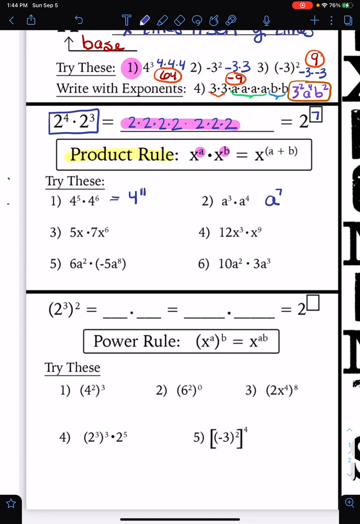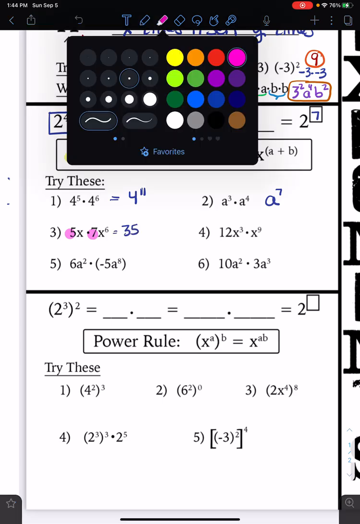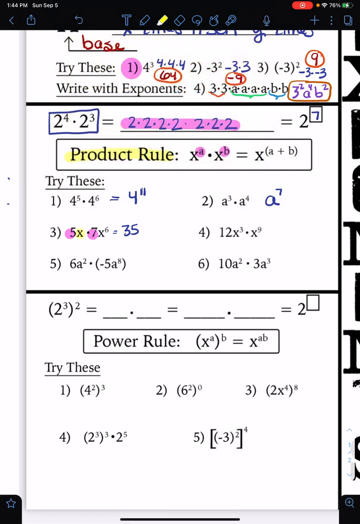All right, if you look at number 3, we have coefficients here. So we're going to multiply those coefficients together. 5 times 7 is 35. And then we're going to multiply the x's together because those have like bases. So we have x times x to the sixth. One thing to remember is if it doesn't have an exponent, it actually does have an exponent of 1. There's 1 x right there and 6 x's next to the 7. So we're going to keep the base and add the exponents. 1 plus 6 is 7.